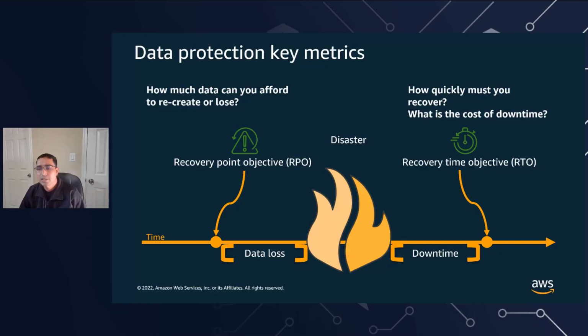Mostly financial customers, those that are tracking financial transactions, they want to minimize data loss, so they'll go for a strategy with the lowest RPO.